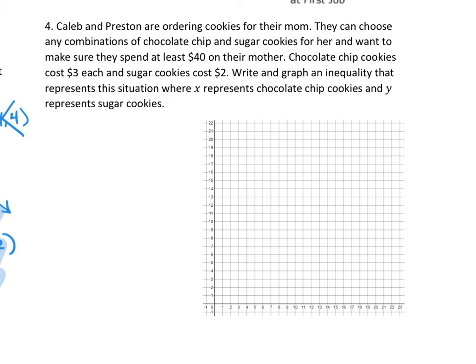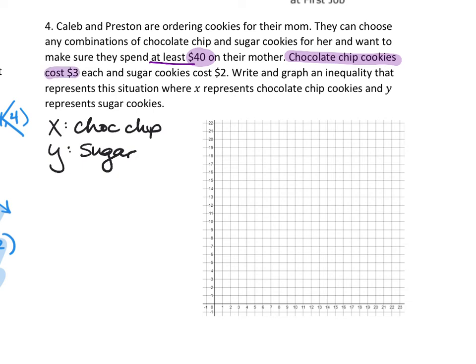Okay, so here's what we know so far. We know that the letter X is for chocolate chip cookies and Y is going to be sugar cookies. We also know when we read through this that they want to spend at least $40 on their mother. Okay, we also know that chocolate chip cookies are $3 and sugar cookies are $2. So if I make sure I line up the $3 for the chocolate chip cookies and the $2 for the sugar cookies, it's going to need to be at least $40.